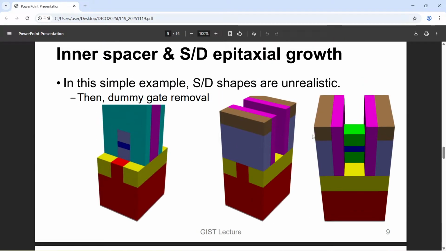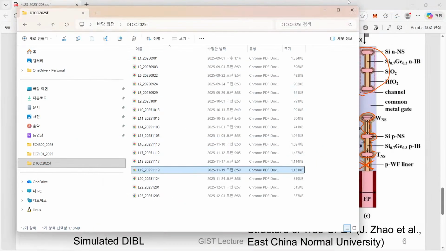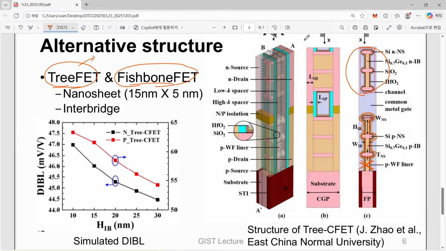Channel release means that here, this blue one corresponds to the silicon channel, and green ones are silicon germanium with high germanium content. It is known that we can control the etching rate for silicon and silicon germanium, and usually silicon is not etched away. Only silicon germanium can be safely removed by a certain etchant. So now we can completely eliminate this silicon germanium. That is quite a typical methodology to make this nanosheet.